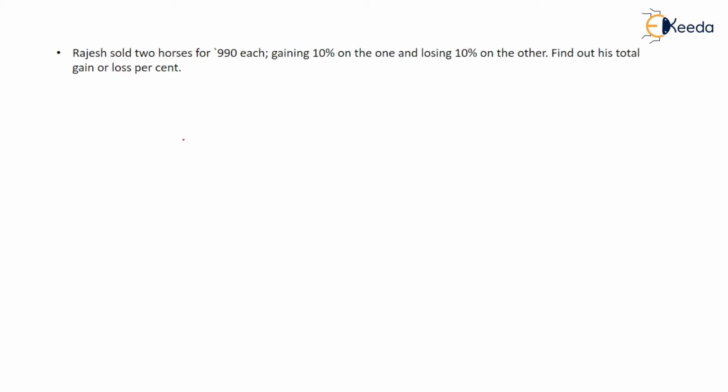Okay, this is the next question. Rajesh sold two horses for 990 each, gaining 10% on the first horse and losing 10% on the other. Find his total gain or loss. Okay, so there is a simple formula. Whenever there is gain or loss, directly remember this.